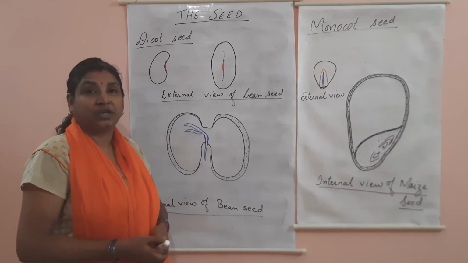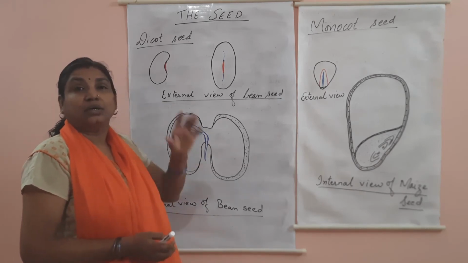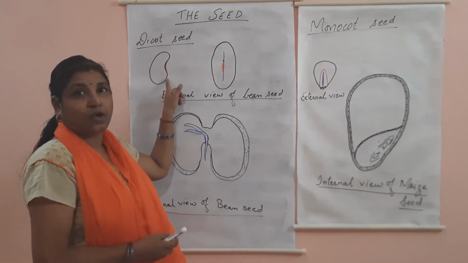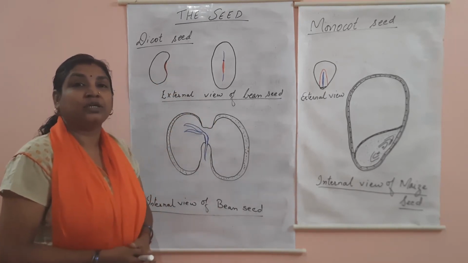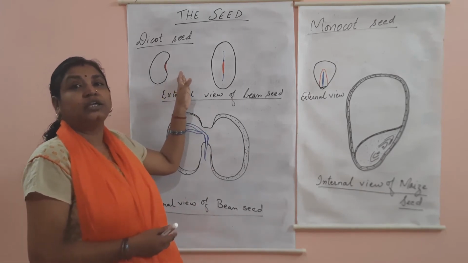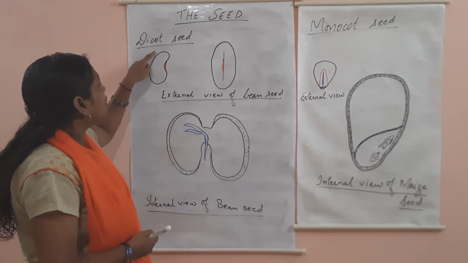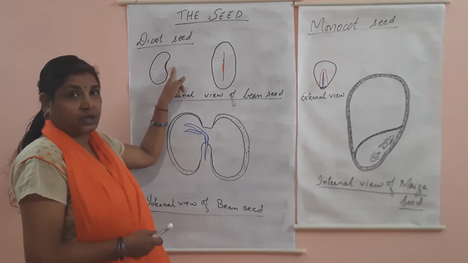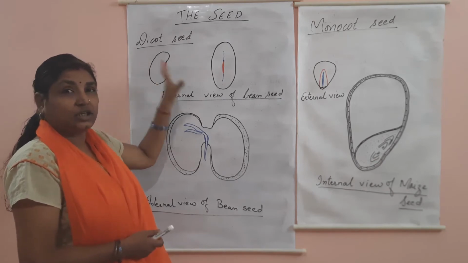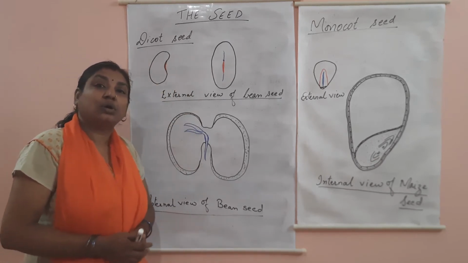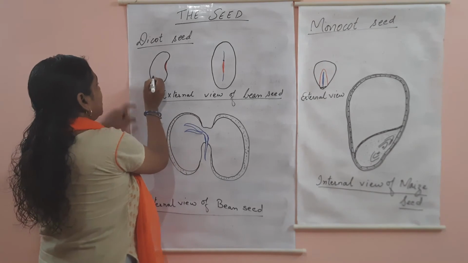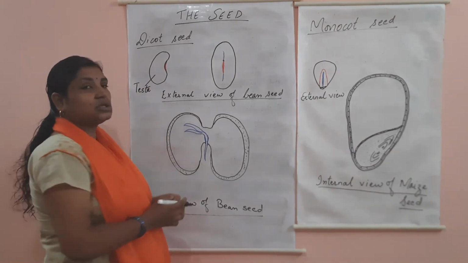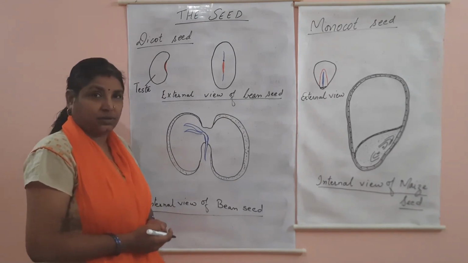Dicot seeds may be of any shape or size, but generally most of the seeds are kidney shaped. So the bean seed I have taken as an example is also a kidney shaped structure having a convex side and a concave side. Externally, they have a thick covering called testa. That is your seed coat. This is a thick covering called testa.